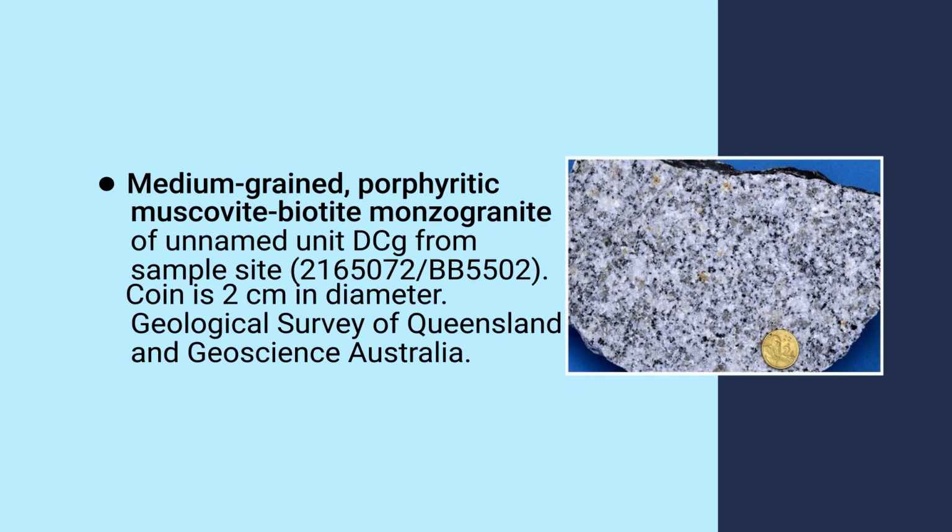This is one example of monzogranite. This is a medium grain porphyritic muscovite biotite monzogranite where you can see these are the phenocrysts of feldspar in a groundmass consisting of quartz, muscovite and biotite. Here you can see that a coin has been placed, and this is usually done in geological fields as a mark of scale.